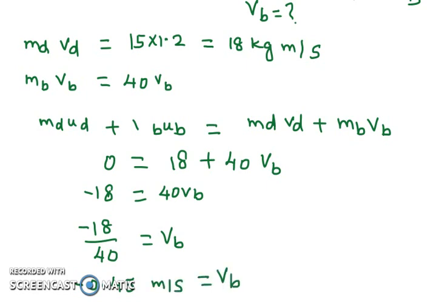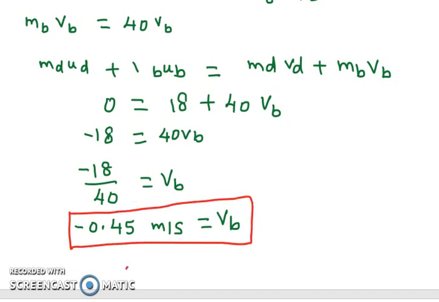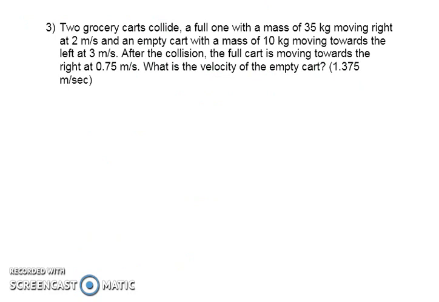The negative sign shows that the boat is moving in the opposite direction from where the dog jumps out. So the velocity with which the boat is moving backward is 0.45 meter per second. Let us move to the next problem.